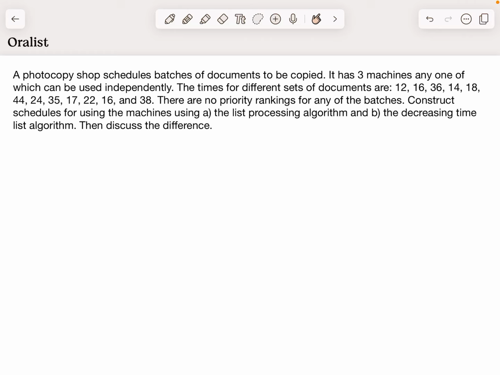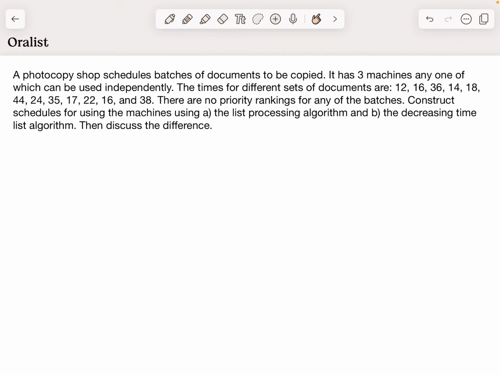Let's read the problem given to us. A photocopy shop schedules batches of documents to be copied. It has 3 machines, any one of which can be used independently. The times for different sets of documents are 12, 16, 36, 14, 18, 44, 24, 35, 17, 22, 16, and 38. There are no priority rankings for any of the batches. Construct schedules for using the machines using A, the list processing algorithm, and B, the decreasing time list algorithm.